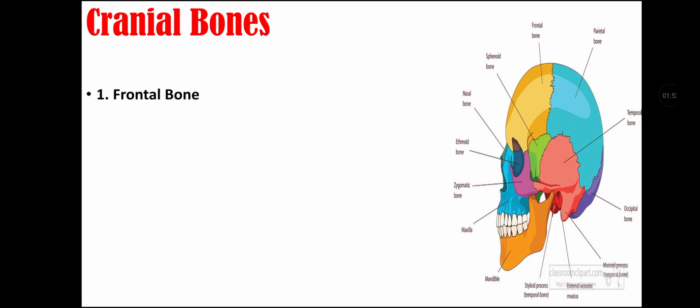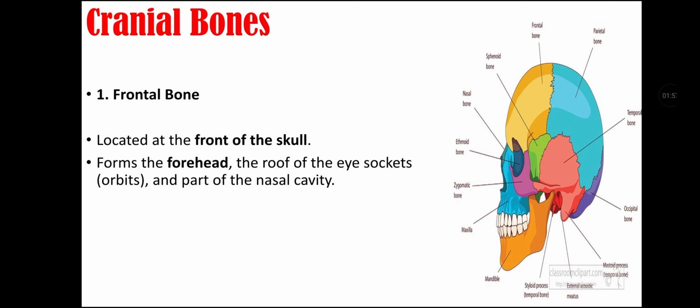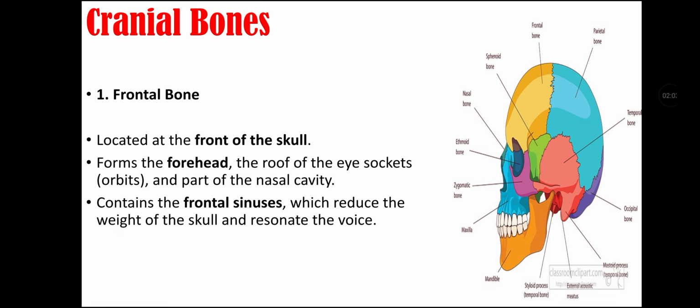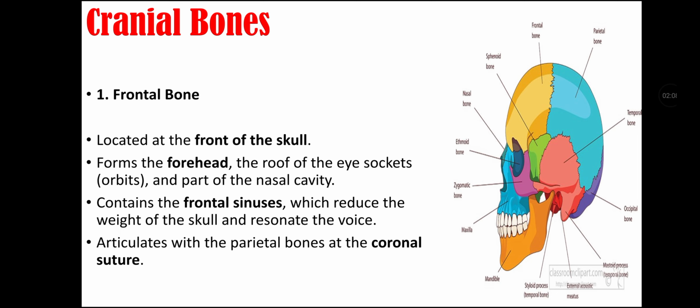So first cranial bone we have is frontal bone. It is located at the front of the skull. It forms the forehead, the roof of eye socket and parts of nasal cavity. It contains the frontal sinuses which reduce the weight of skull and resonate the voice. It articulates with parietal bone at the coronal suture.